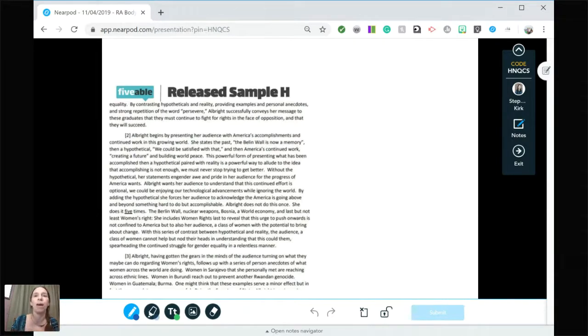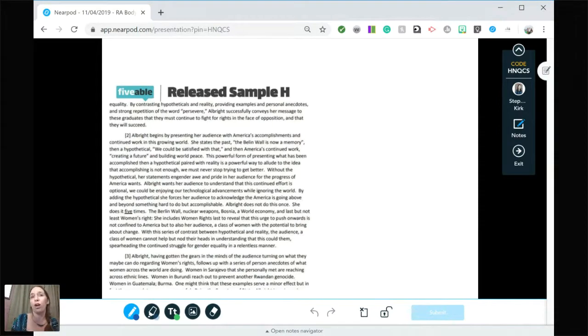She does it 5 times. The Berlin Wall, nuclear weapons. Now, note there's no quotes here, but it's clear that this person read the text, understands the text, and is able to analyze the text because they're able to pull in these pieces from all of these different places and put it together. So this is your ability to look at it, put these pieces together, embed it in your argument, okay? And then also, I think it's important, notice the way that this paragraph is written in terms of the sophistication as well.